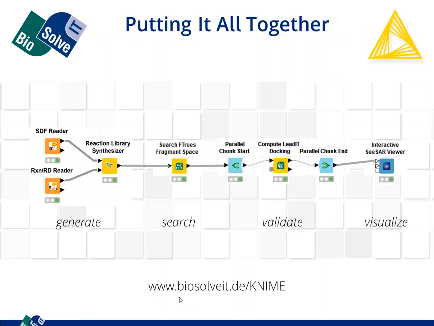And putting it all together, we have here generating the space. I've shown you the nodes to do that. Searching the space is providing a query molecule and using the space as an input. Then the docking and scoring can be run in parallel in such a workflow. And last but not least, the results are fed into the SeeSAR node, which pops open as the viewer to look at the results and do the visual inspection.